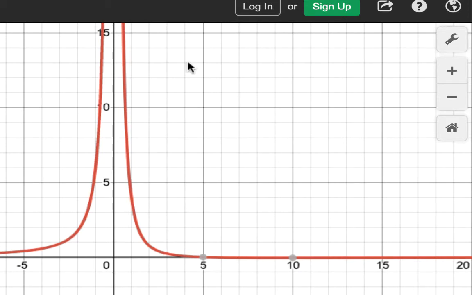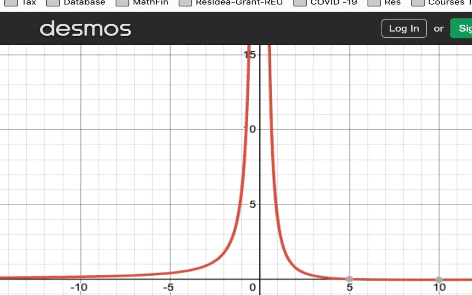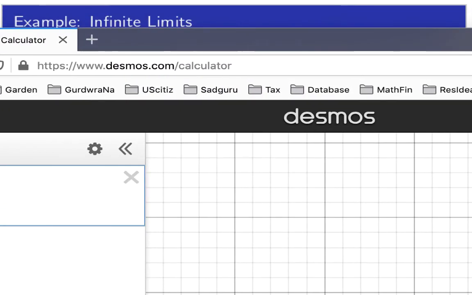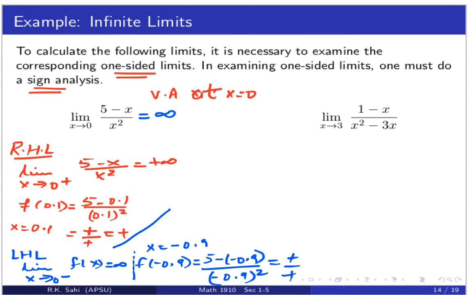So that's, as I said, once again, I'm using this web page freely available to you guys, desmos.com, calculator. I plugged in the function, and then automatically it gave me the graph. Okay, so coming back over here, notice this was done by hand, and this is what we have done using our graphing calculator. Now we're going to look at the next function.